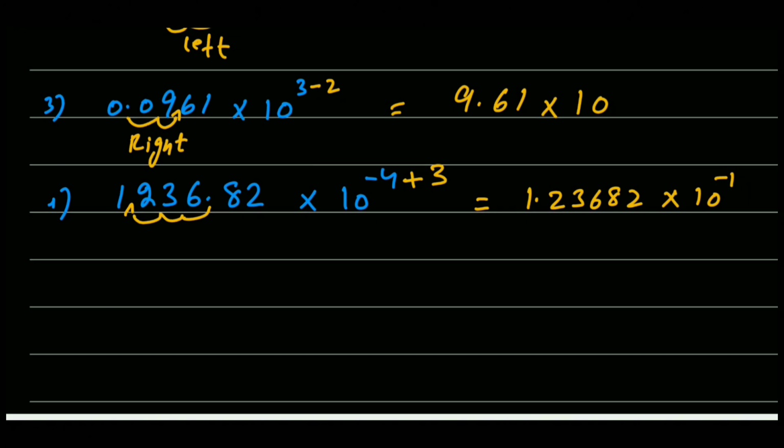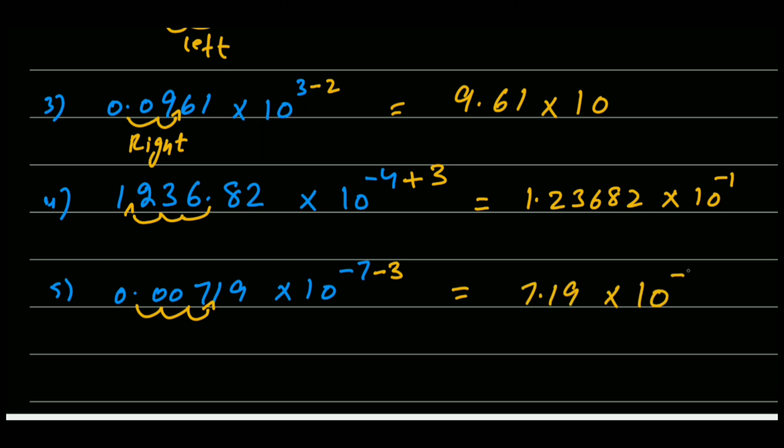So, last example: 0.00719 multiply 10 raised to power minus 7. Our decimal should be after 7, so it has to move 3 numbers, 1, 2, 3, to the right side. Right means reduce, so our power will be reduced by 3. The answer will be 7.19 multiply 10 raised to power minus 10.